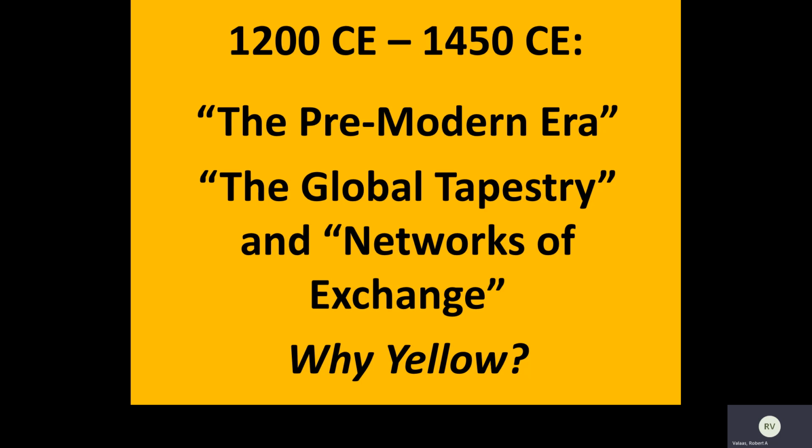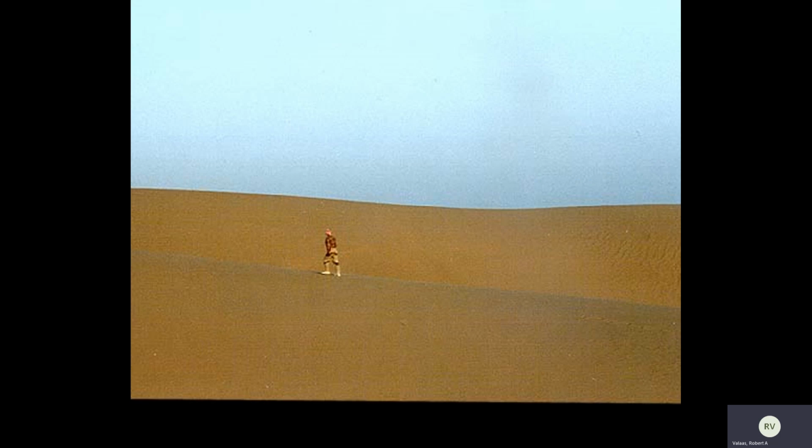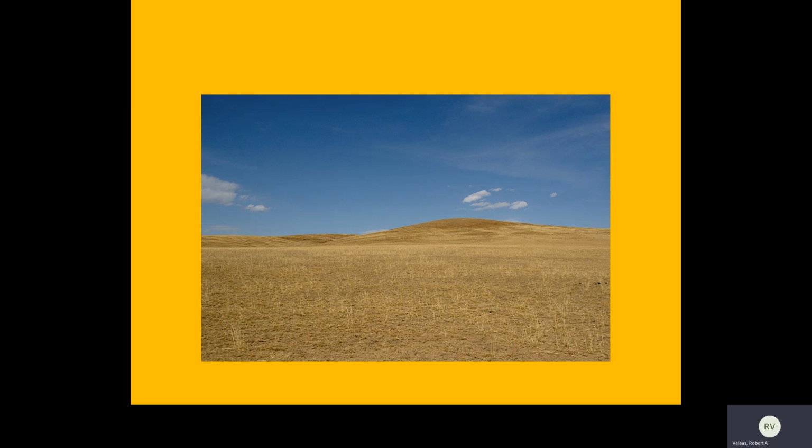Yellow has been our color for this era, and I think it's good for us to stop and remember why that is. This is hopefully a helpful way to remember things. So let's remember that yellow does play an important role in this time period. Maybe it's the yellow sands of the Arabian desert, out of which came Islam, the most important new religious movement of this era, or the yellow sands of the Sahara Desert, across which the trans-Saharan trade networks extended, connecting West Africa to the Mediterranean world.